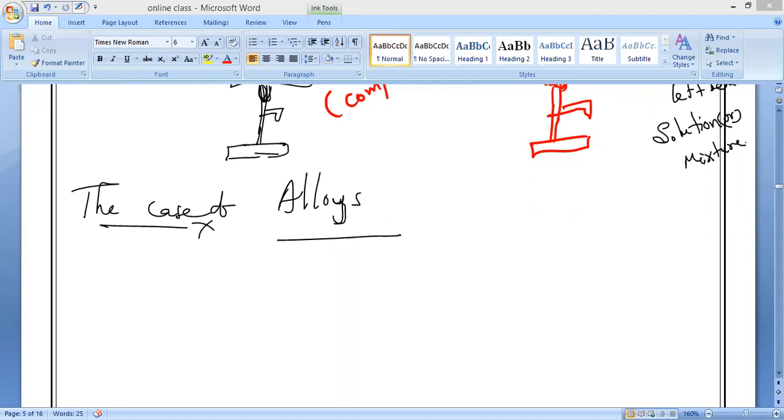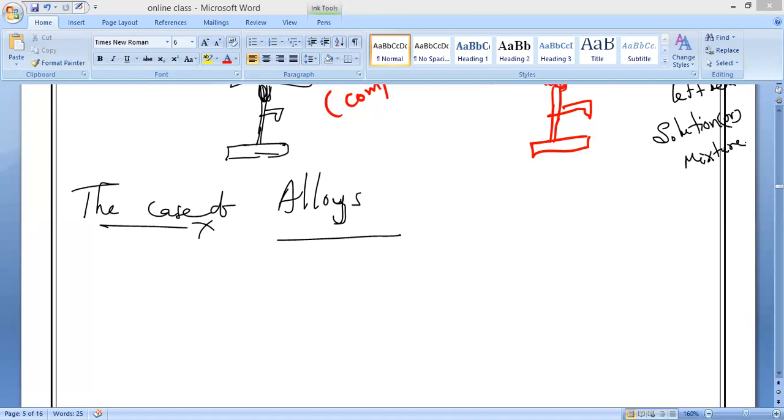Before, I said mixtures will never evolve heat or absorb heat. In the case of liquid solutions, is it proved or not? Heat is evolved or heat is absorbed. Yes or no, in the case of solutions?